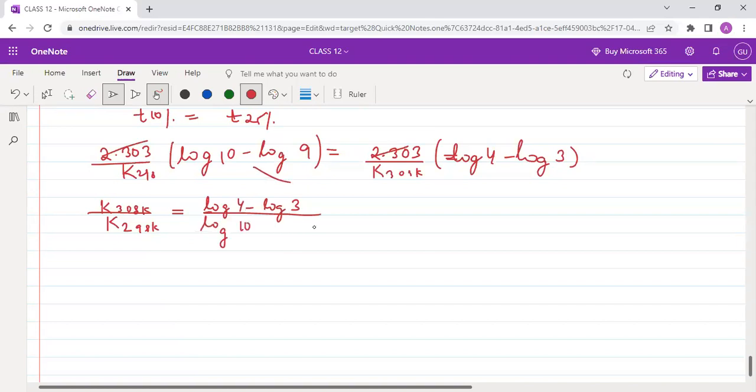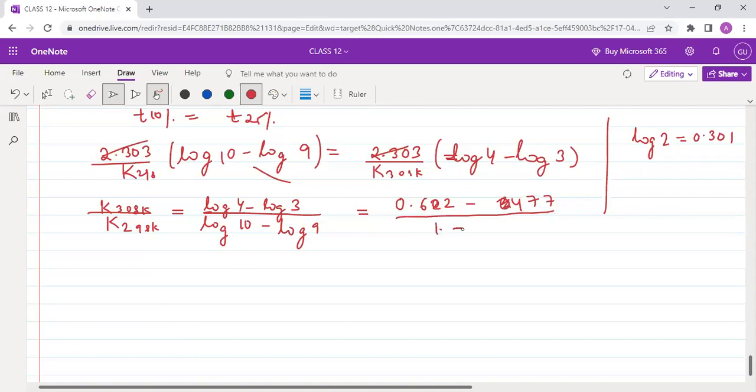So log 4 is 0.60. Do you remember the value of log 2? Yes, it is 0.301. And log 4 is just double of that, it is 0.602. Log 3 is 0.477. Divided by 1 minus log 9.